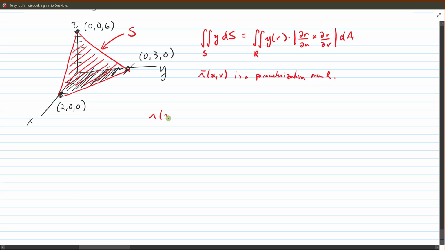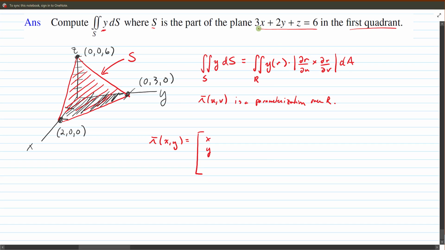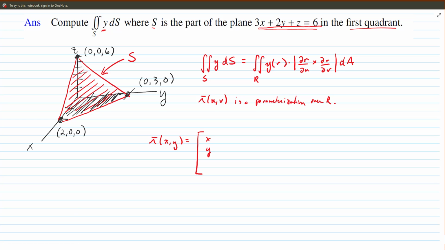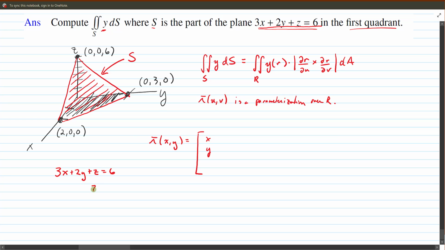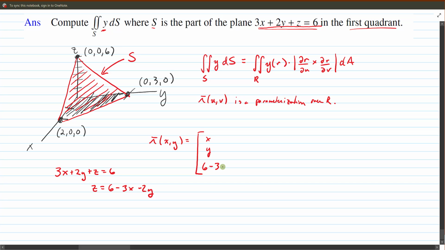So we'll give our parameterization r of x, y as a standard parameterization where I simply let the x coordinate be x, the y coordinate be y, and then I need to be able to describe the third component in terms of the first two. But luckily we're told that we're on this plane. If I solve that equation for z, we can parameterize that third coordinate as just 6 minus 3x minus 2y.